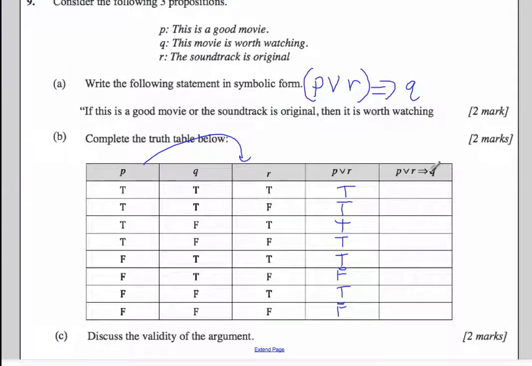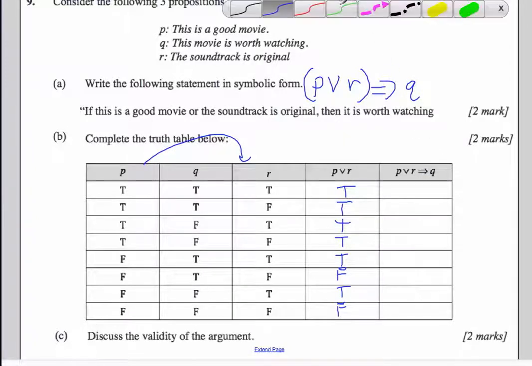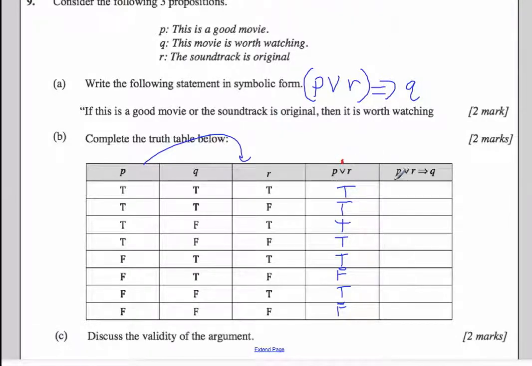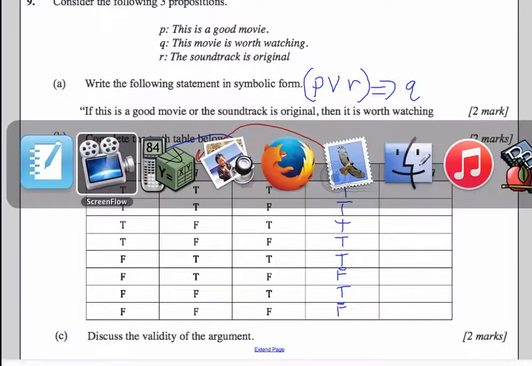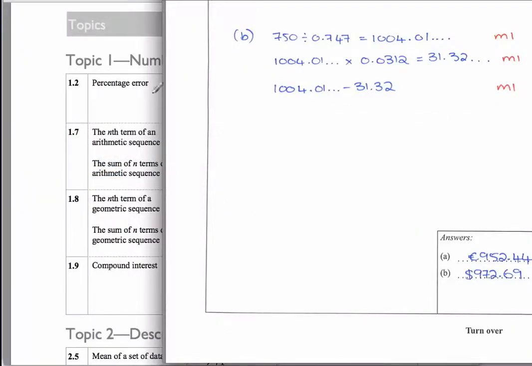Okay. Next, P or R implies Q. So we're looking at this first part here, and then implies Q. So we're looking this way, at this and this. And remember, let's look at the formula booklet, just so you can figure this out.